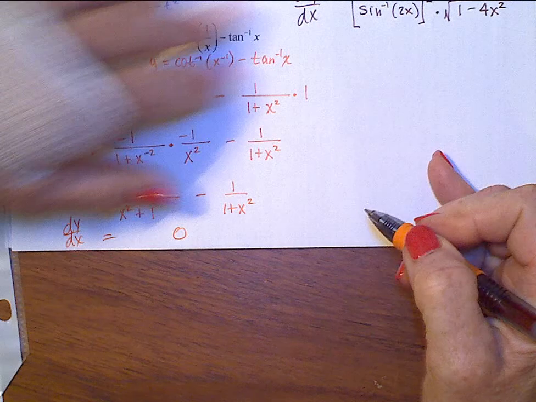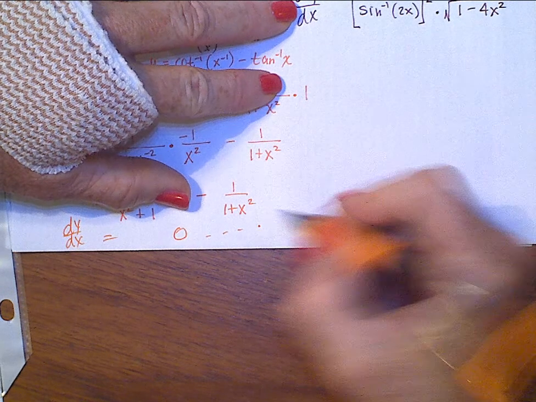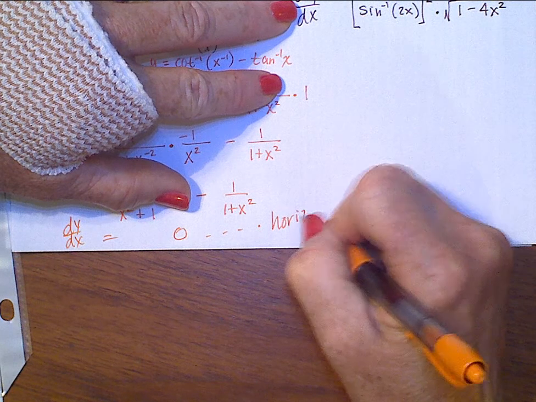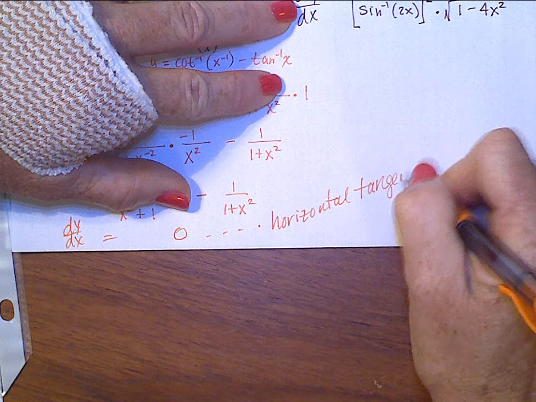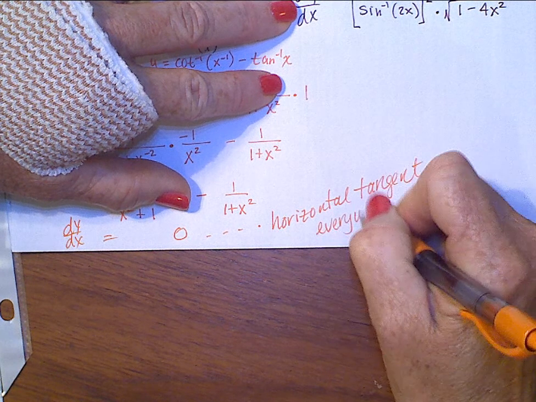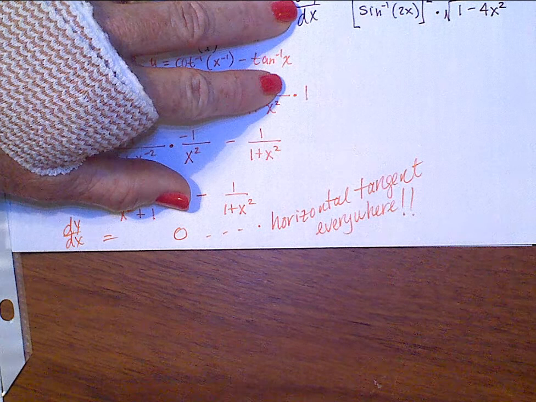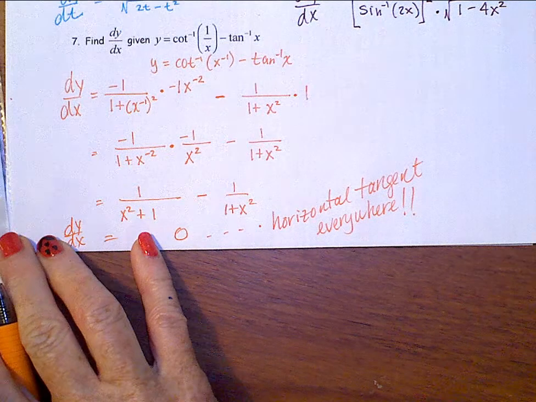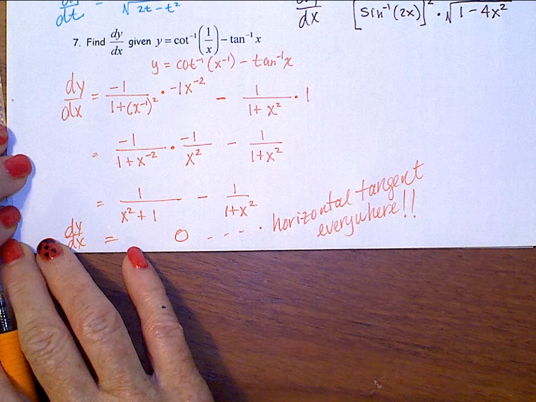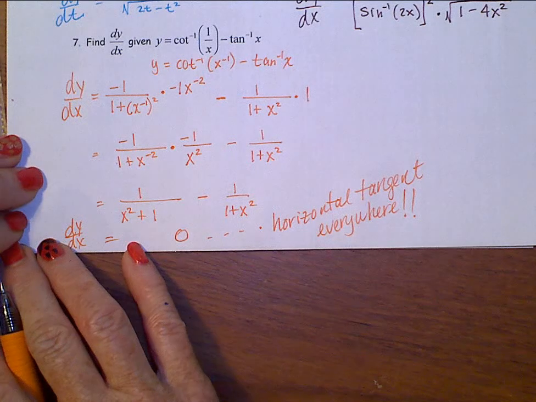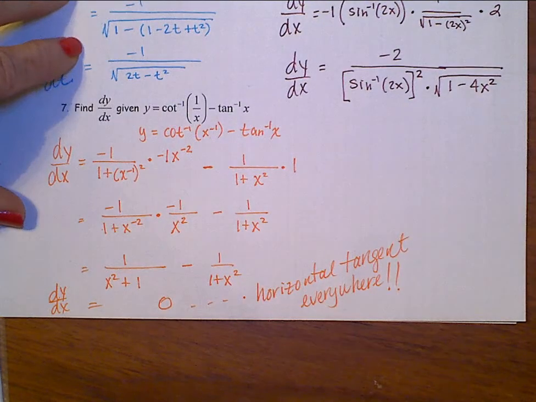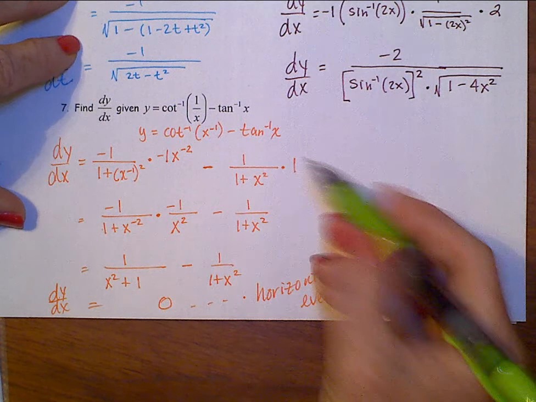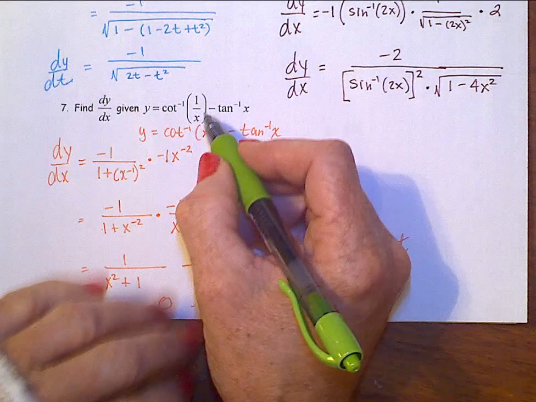That means that there was a horizontal tangent everywhere. The slope of the tangent line is not dependent on x. No matter what your x value is, the slope of the tangent line is 0. Why? How could that happen?